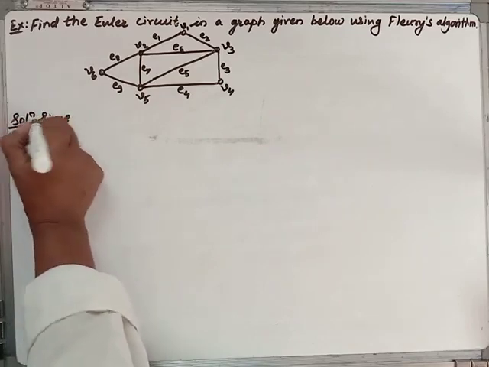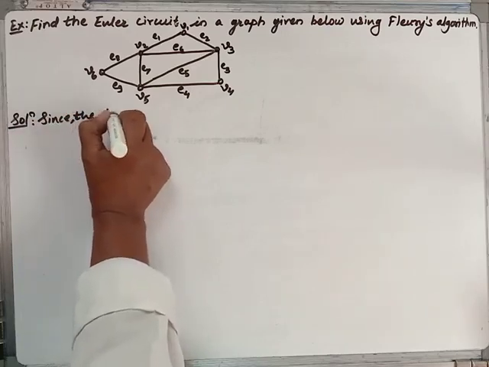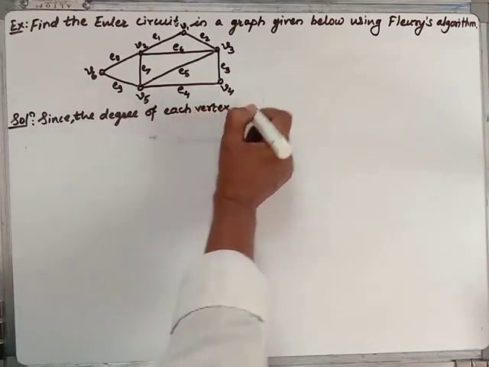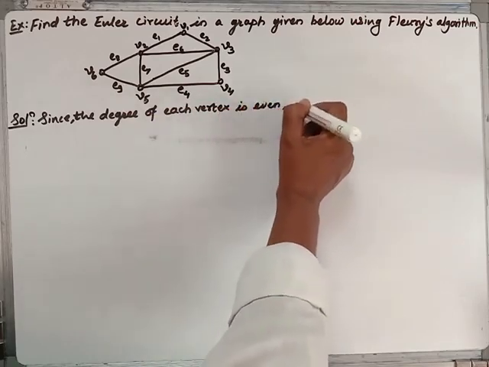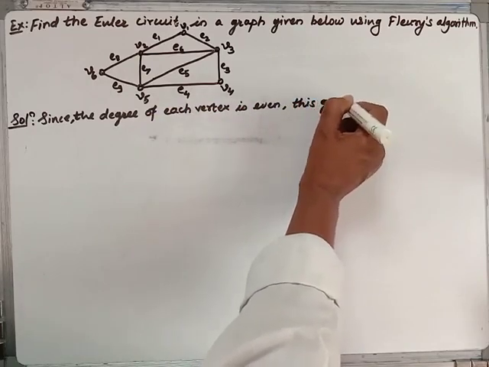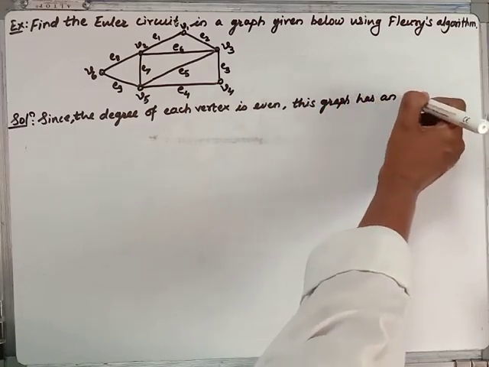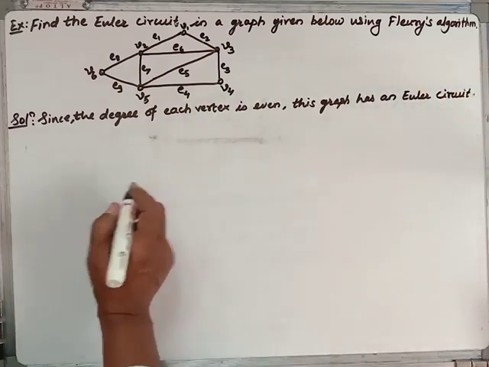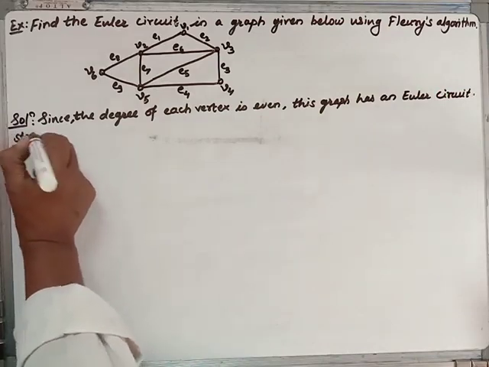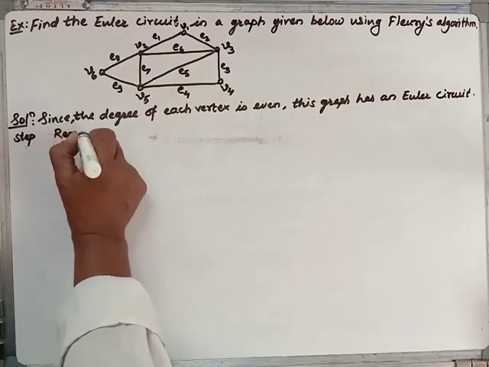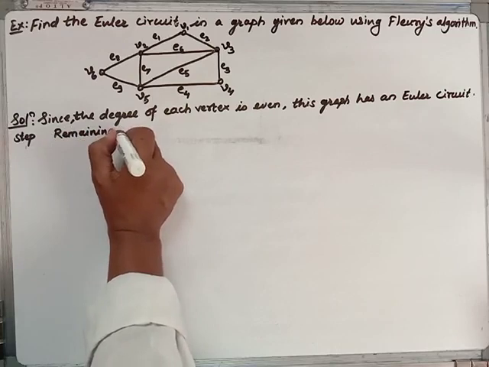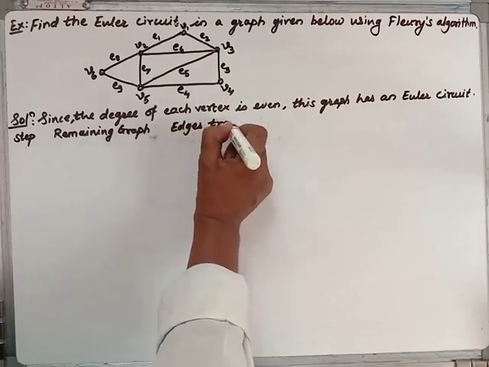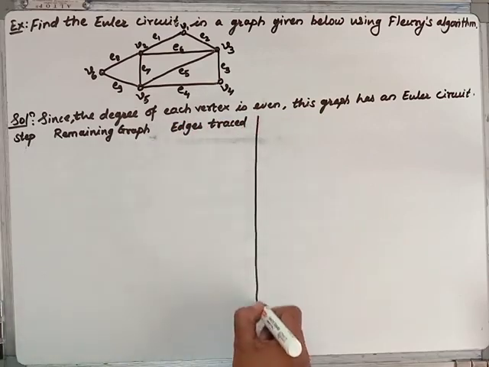So, solution. Since the degree of each vertex is even, this graph has an Euler circuit, or it contains the Euler circuit. Fine. Now the steps. Let's write the steps: remaining graph and edges traced.